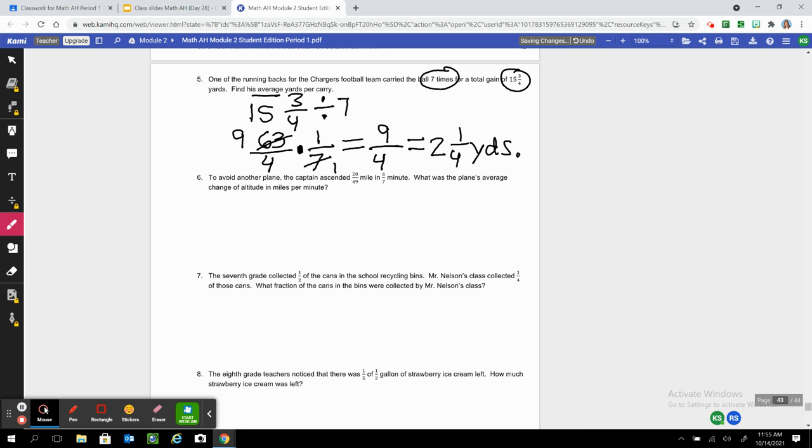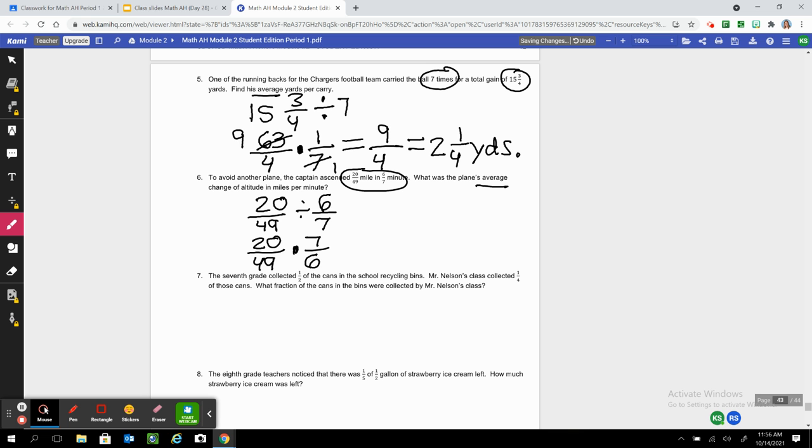Number 6, to avoid another plane, the captain ascended 20 over 49 miles in 7 minutes. What was the plane's average change of altitude in miles per minute? So average again is division. So I'm going to divide my 20 over 49 and divide that by 6/7. So I'm going to flip my second fraction. I'm going to multiply by the reciprocal, 7 over 6.